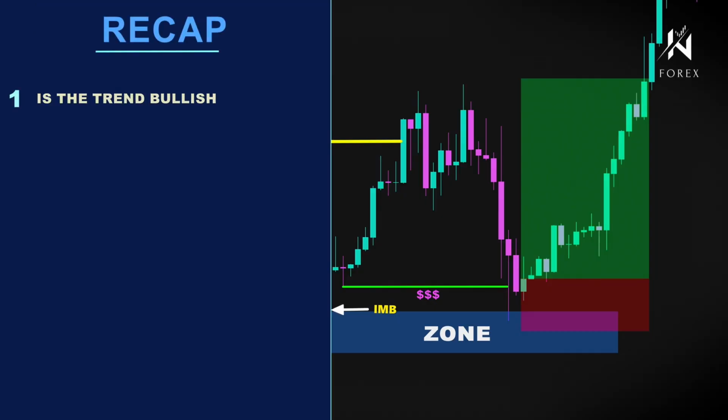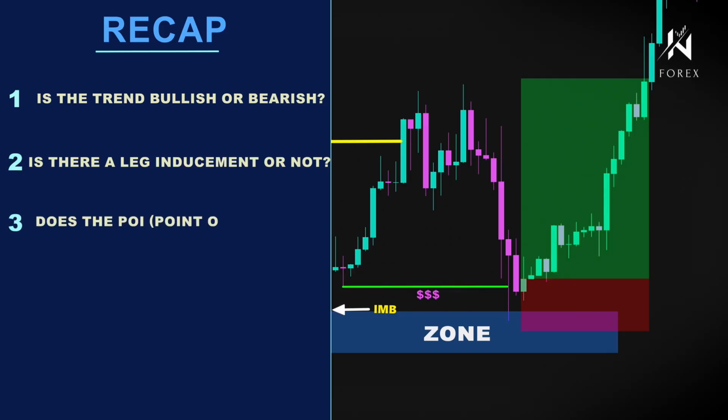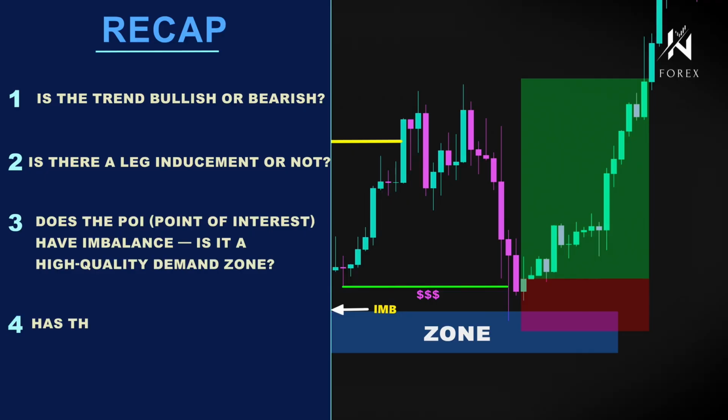Is the trend bullish or bearish? Is there a leg inducement or not? Does the POI, point of interest, have imbalance? Is it a high-quality demand zone? Has the lower time frame shifted? Do we see a CHoCH? Once all of these align, you enter. Simple as that. Alright, let's move on to the next topic.